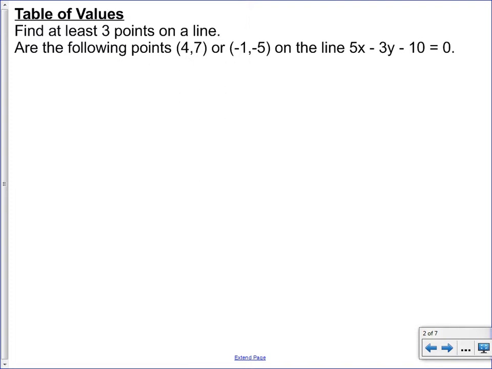Okay, so to use a table of values, we want to find at least 3 points on a line. 3 or more is always good. We're going to aim for 3. So it says here, are the following points (4, 7) or (-1, -5) on the line 5x minus 3y minus 10 equals 0? Does anyone remember a way as to how to check if points are on a line?